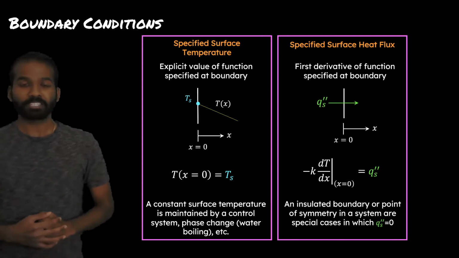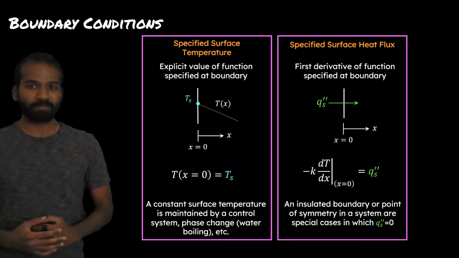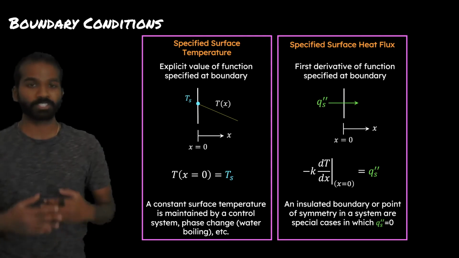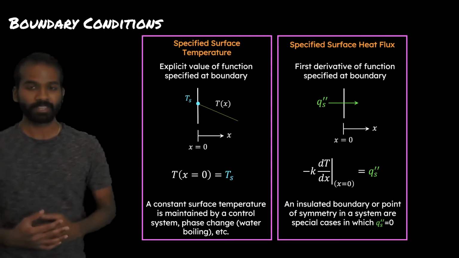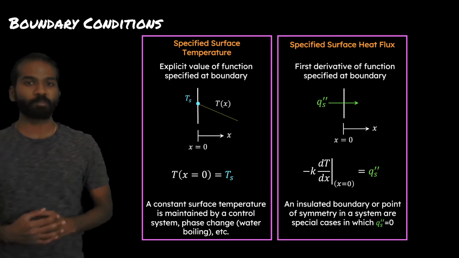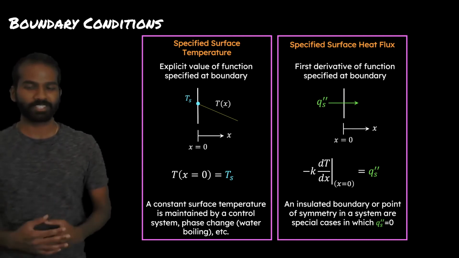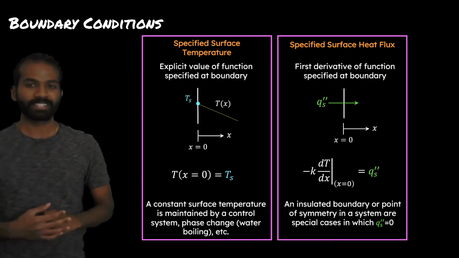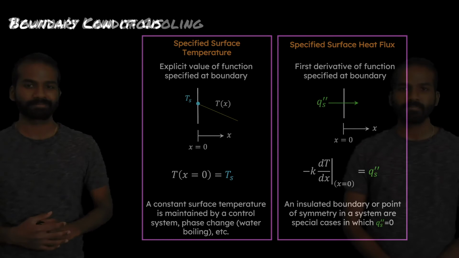If we have the special case of an insulated boundary, this means that the heat flux is 0. There is no heat crossing that boundary. We could also in our system have a point of symmetry. Points of symmetry also generate no flux conditions, where q sub s double prime is 0. This is a case that we will explore more in other problems that we work.